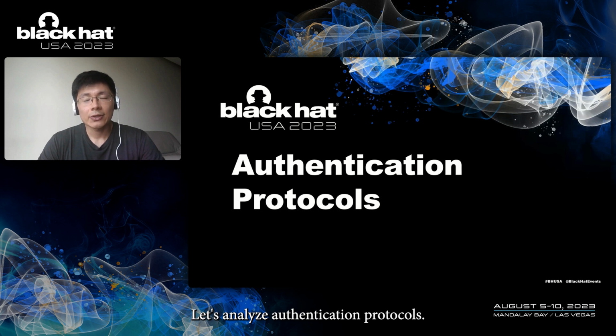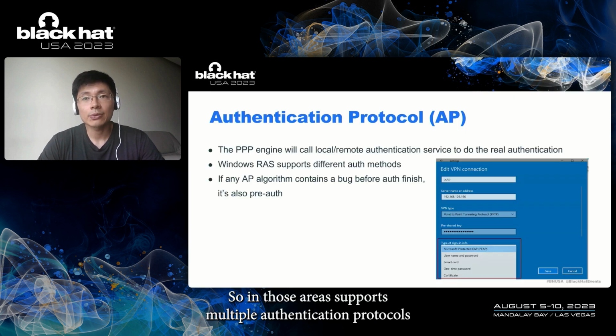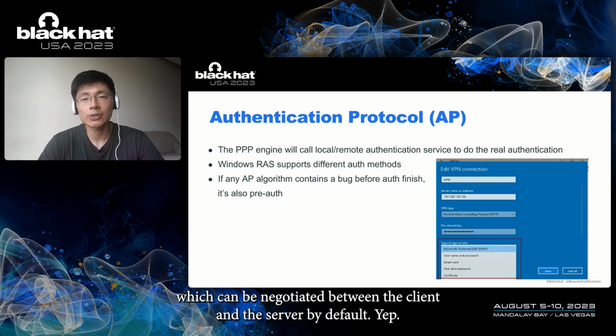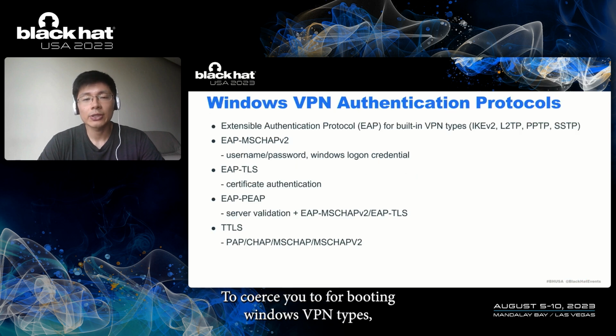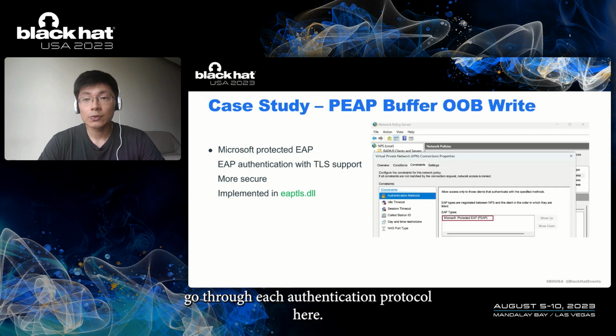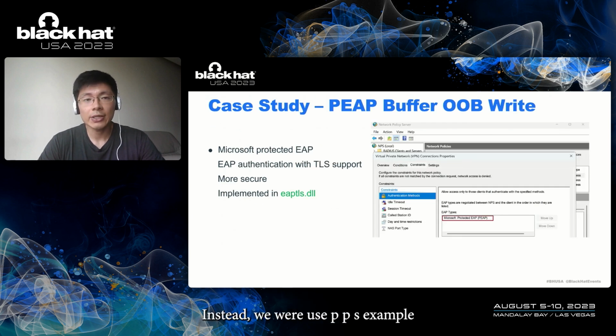Next, let's analyze authentication protocols. Windows RAS supports multiple authentication protocols, which can be negotiated between the client and the server. By default, the EAP protocol is used for built-in Windows VPN types. It supports username, password, Windows logon credential, or certificates, or other methods. We will not go through each authentication protocol here. Instead, we will use PEAP as an example. PEAP is protected EAP. It supports TLS and is more secure. It's implemented in EAP TLS.